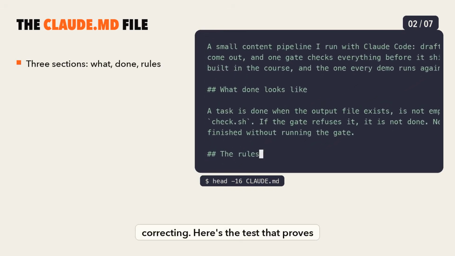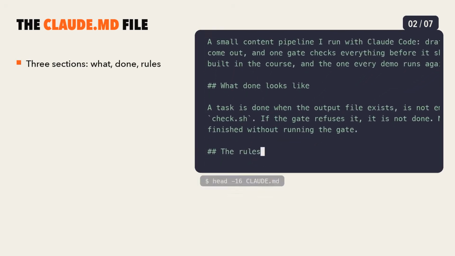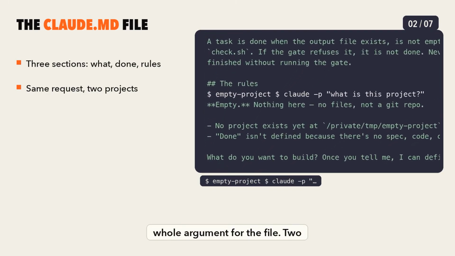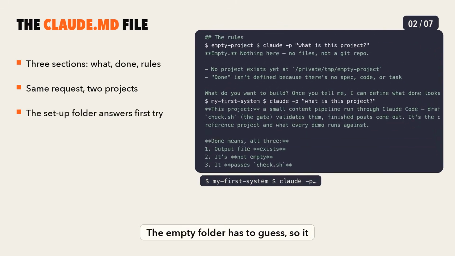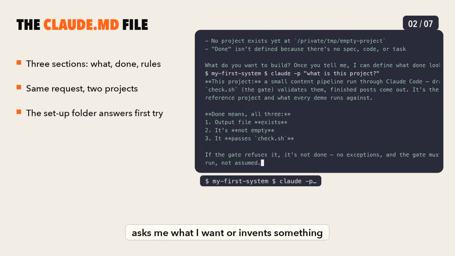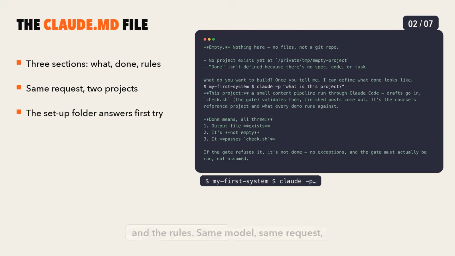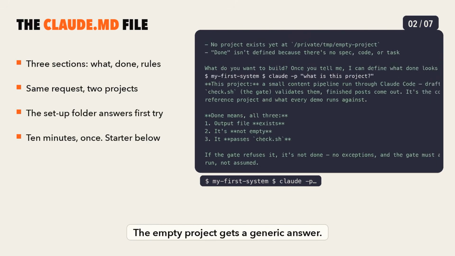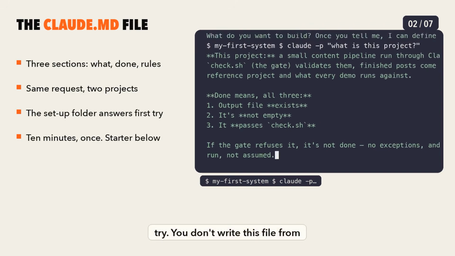Here's the test that proves it works. Same request, same model, 2 projects. Watch this properly, because it is the whole argument for the file. 2 folders, same question. One has a Claude.md. One is empty. The empty folder has to guess, so it asks me what I want or invents something generic. The setup folder already knows what the project is, what done means, and the rules. Same model, same request, different answer. The empty project gets a generic answer. The setup project gets my answer in my structure following my rules first try.